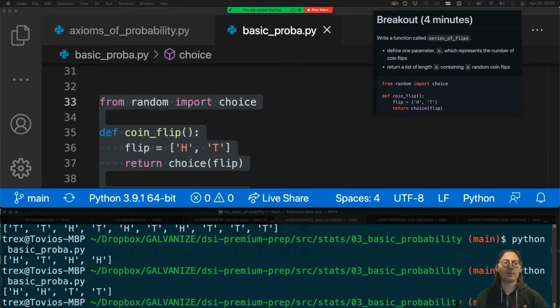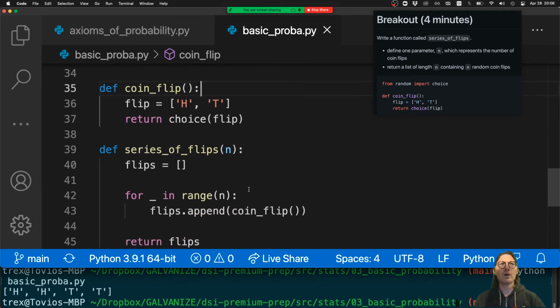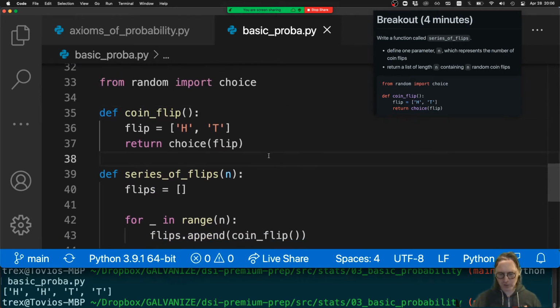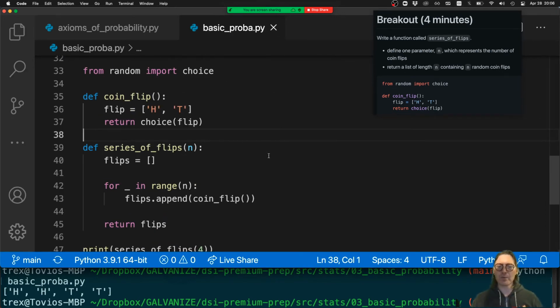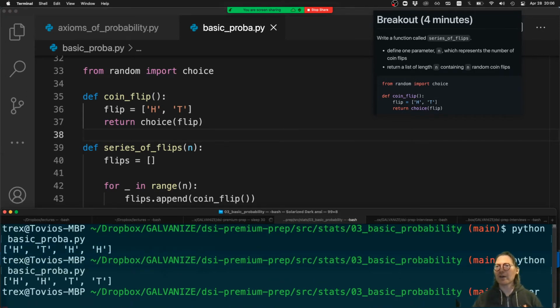And let me see if we should take a break now. Yeah, let's take a break now. Let's take a 5-minute break, and when we come back, we're going to use this function to take a sampling approach to estimating a probability. So I'll put 5 minutes on here, and I'll see y'all back here shortly.